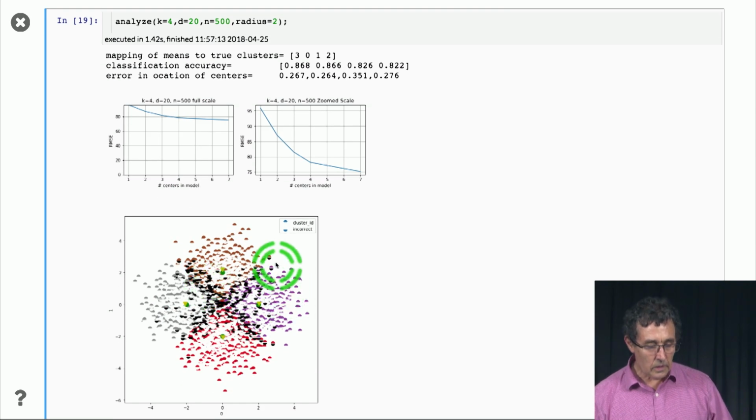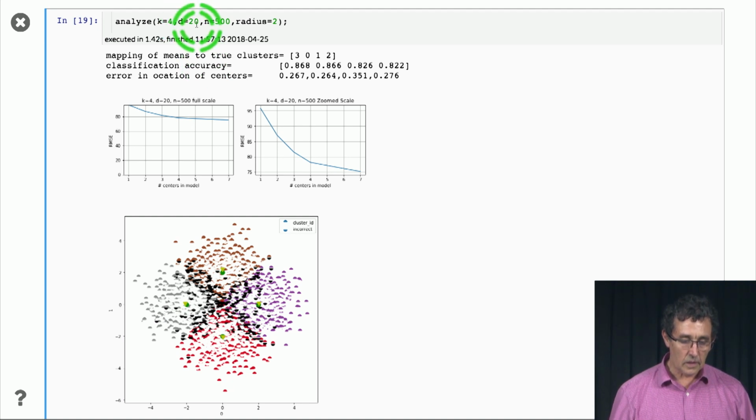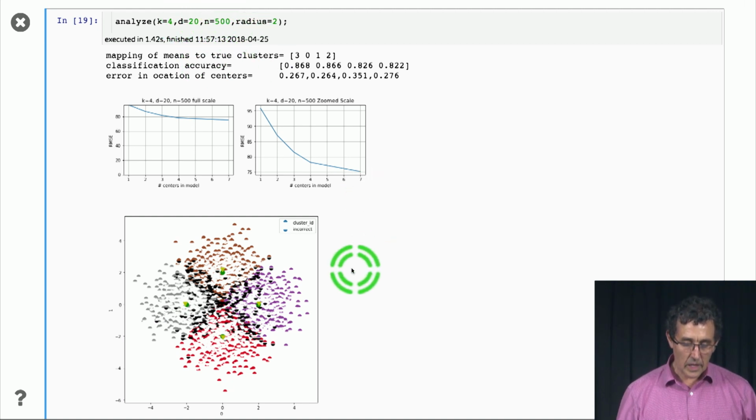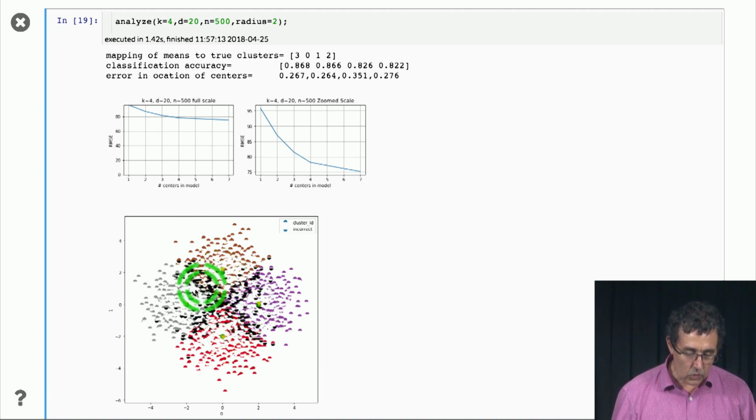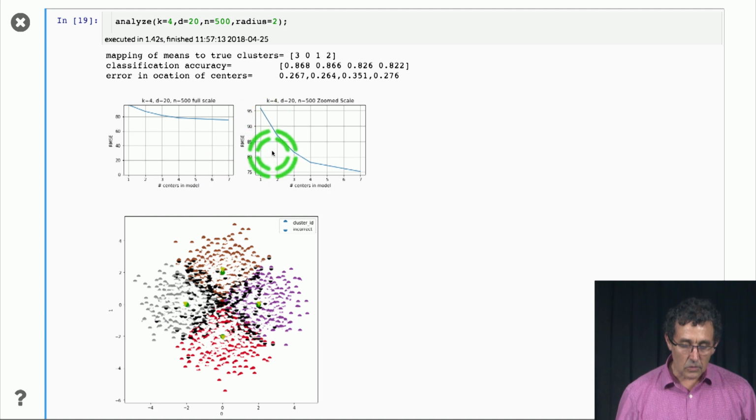So here is what we get when we have dimension 20, and the number of examples is 500. And what we see is that, yes, it still works in the sense that the centers are close. But if you look at the reduction in the amount of error, it is not very much. Like if we look at the error, it reduced from 90 to a little bit below 80. Here it is scaled, so it looks very much the same as before. But if we look at it at the full scale, we see that it reduced very little.